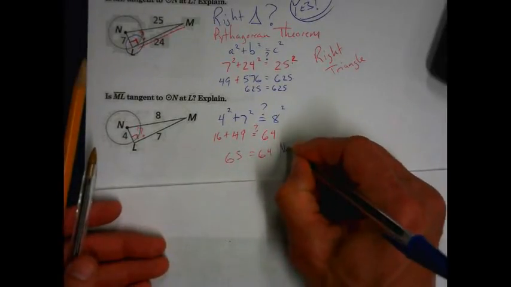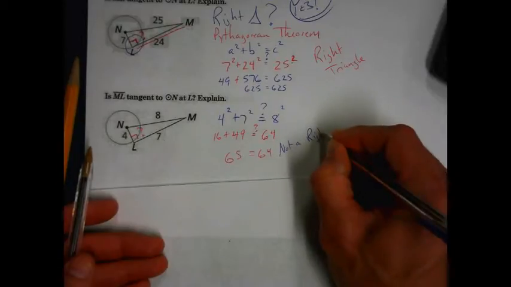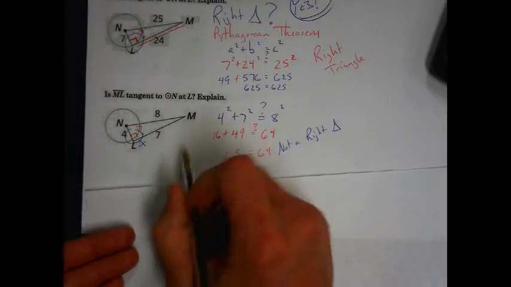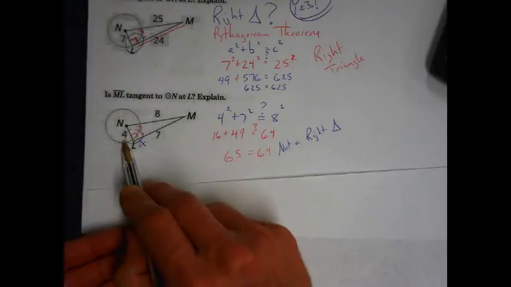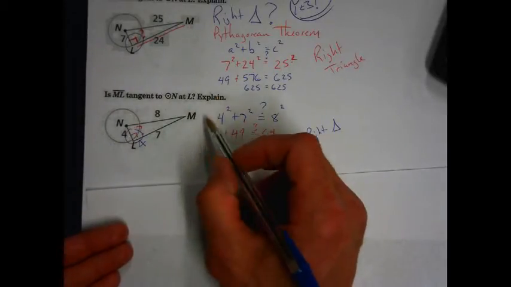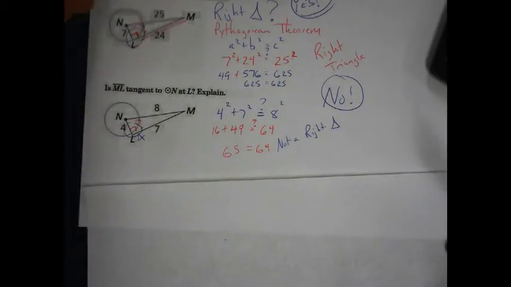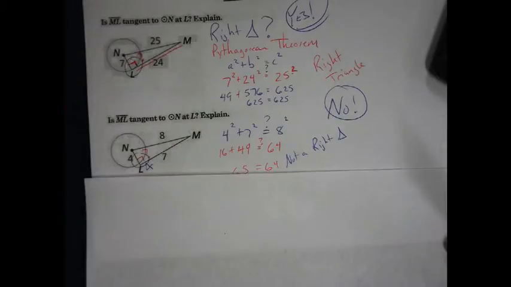If this is not a right triangle, then this is not a right angle. And if it's not a right angle, it is not perpendicular. And if it's not perpendicular, it's not tangent at the point. So no. And so we can explain ourselves that way.